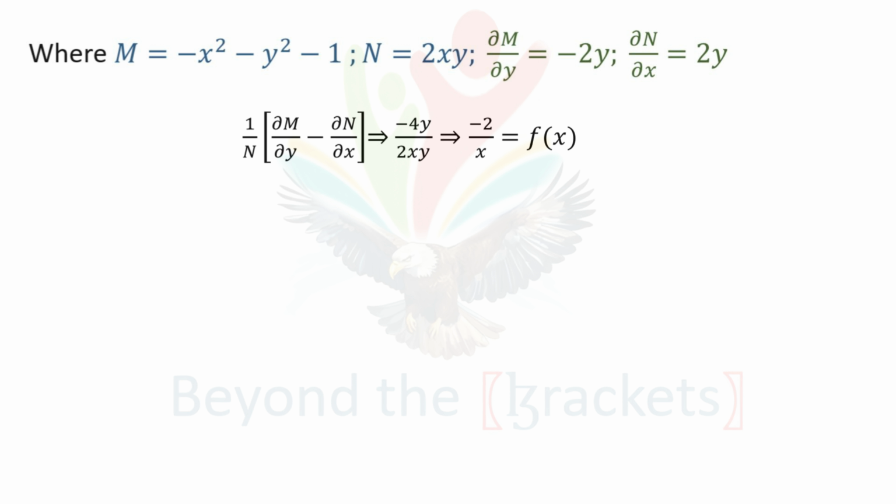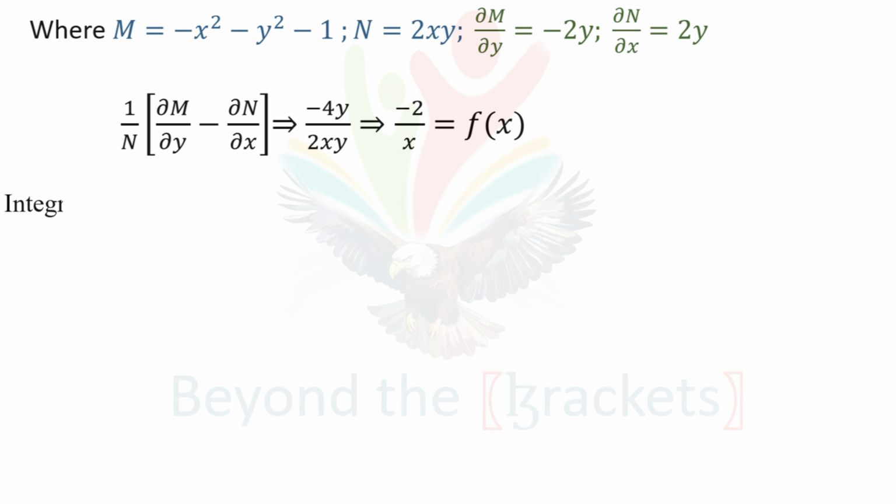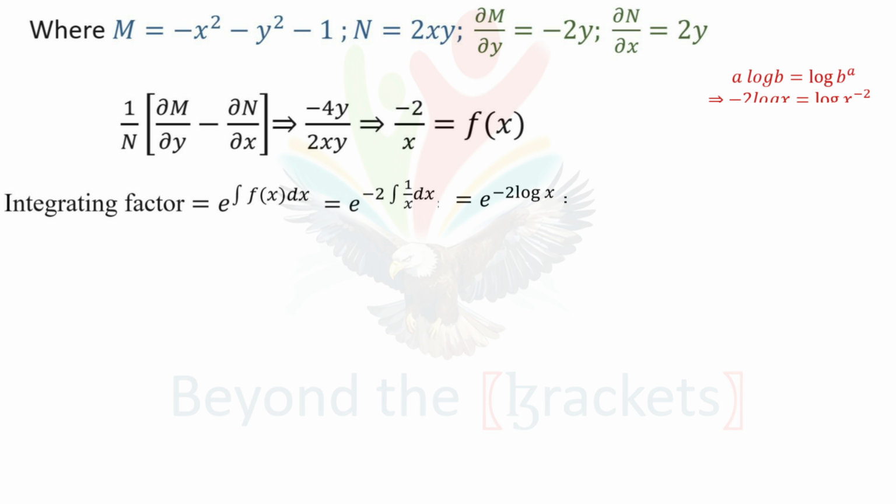For type 3 non-exact differential equations, the integrating factor is given by e power integral f of x dx. Here f of x is minus 2 by x. Further, integration of 1 by x will be log x. Since a log b can be written as log b power a, minus 2 log x can be written as log x power minus 2. Also, since e power log x is the same as x, e power log of x power minus 2 will be x power minus 2, that is 1 by x square.